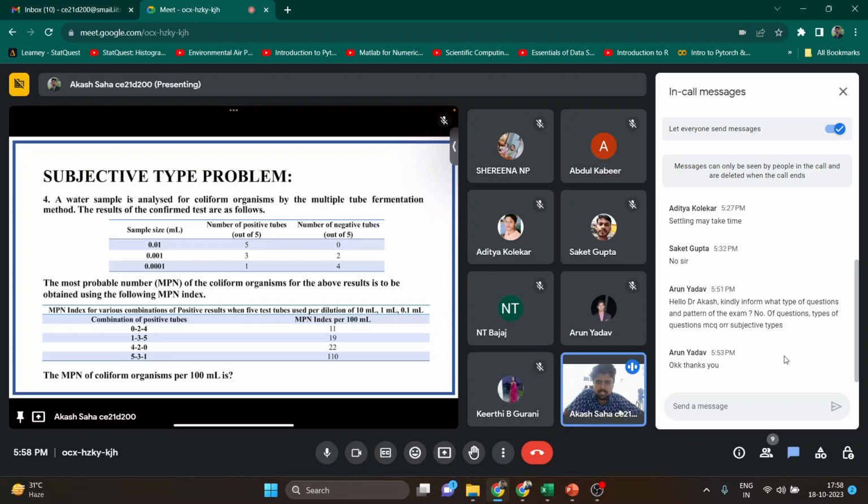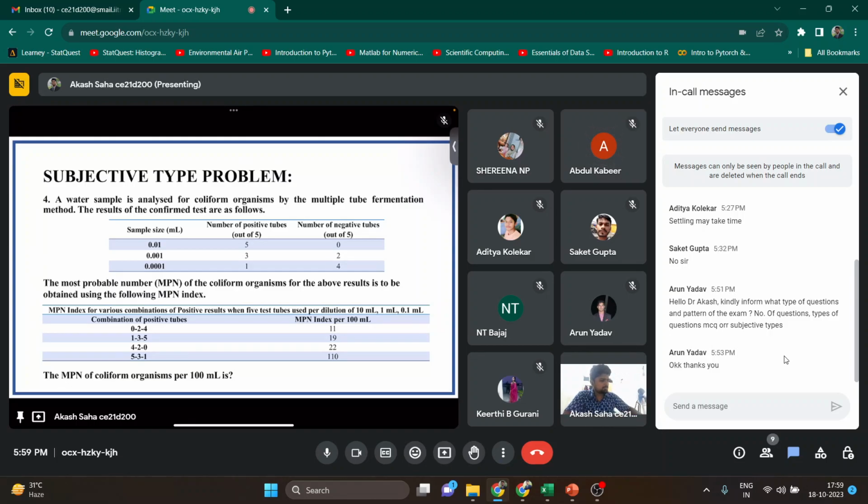Do you know what these positive and negative tubes are? Do you have any idea about the MPN test? Or should I give a brief idea about this test? Are you aware of this MPN test? Please give a brief, sir.